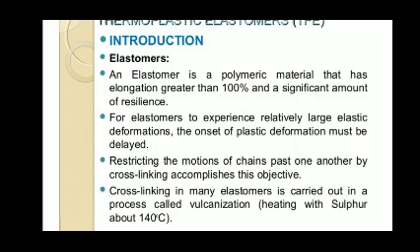Restructuring the motions of chains past one another by cross-linking accomplishes these objectives. Cross-linking in many elastomers is carried out in a process called vulcanization: heating with sulfur at 140 degrees centigrade.